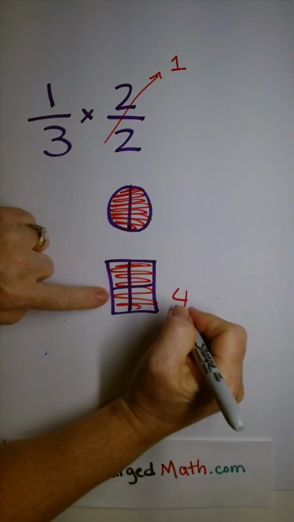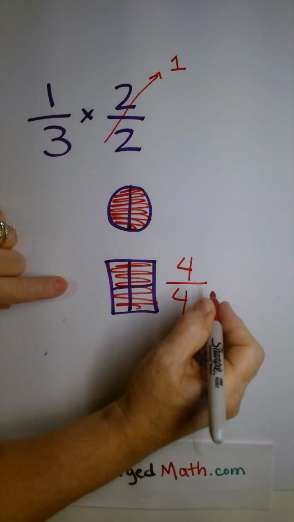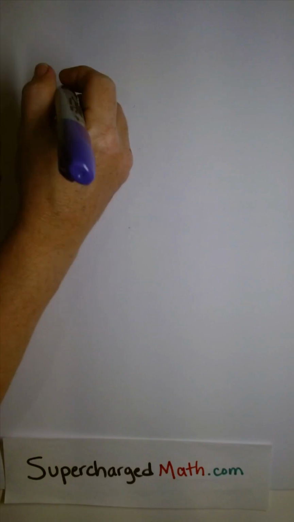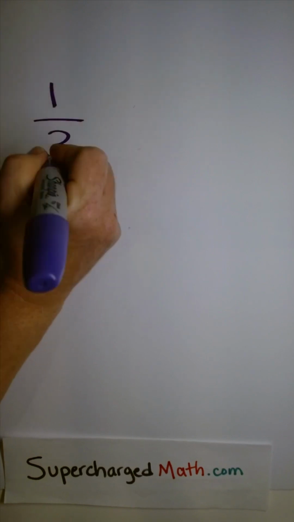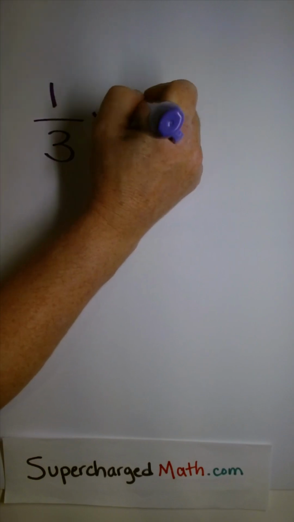The number of divisions is the denominator on the bottom. The top is how many we're talking about. 4 out of 4 is also equal to 1. To find an equivalent fraction, you simply multiply it by a form of 1. In this case, it's going to be 2 over 2.